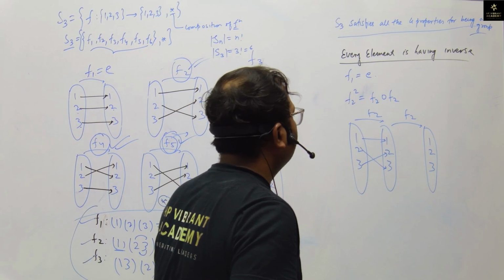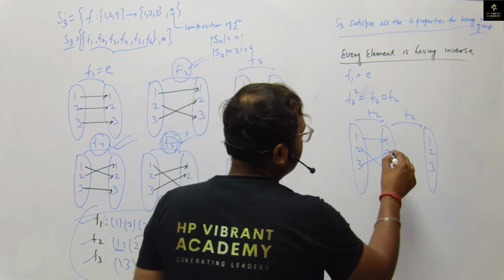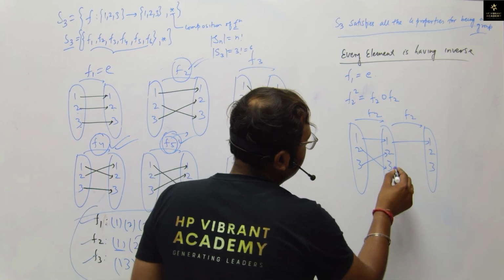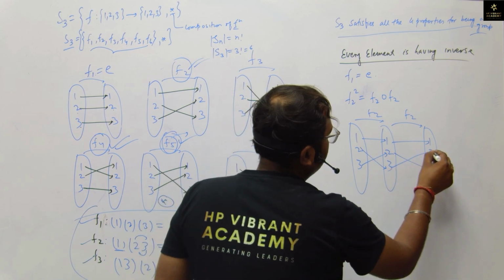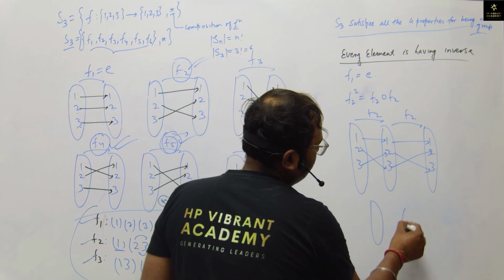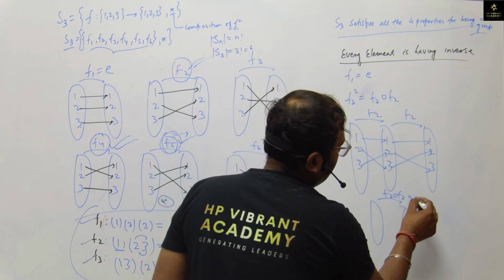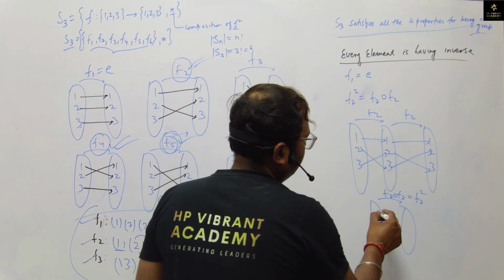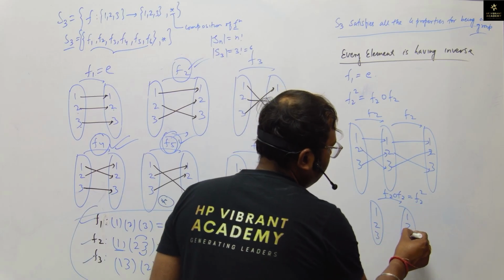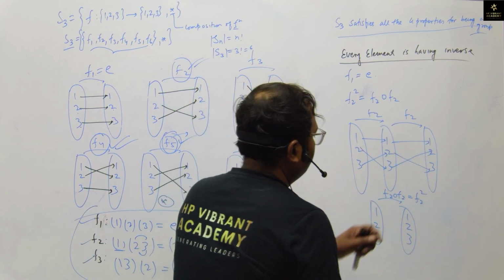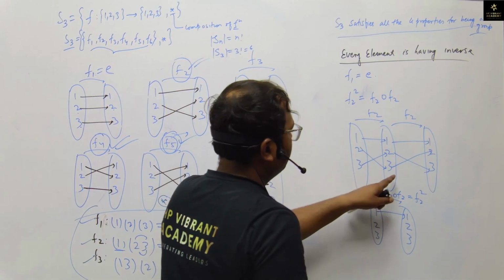Now apply f2 on this one also. So 1 goes to 1, 2 goes to 3, and 3 goes to 2. So f2 operation f2 is f2 square. This is 1 2 and 3, 1 2 and 3. Here 1 goes to 1, 1 goes to 1, this is 1. 2 goes to 3, and 3 goes to 2.